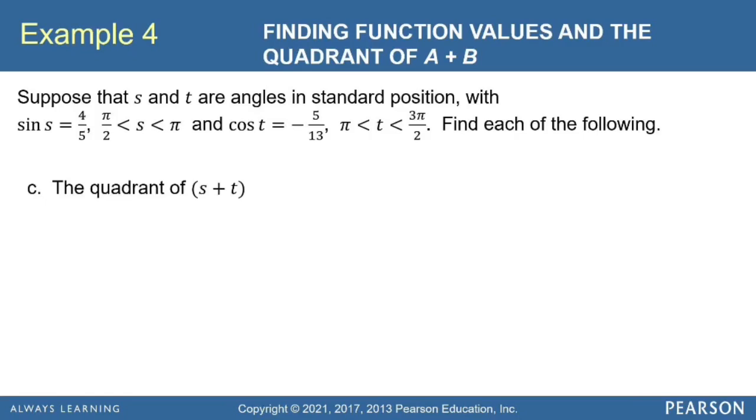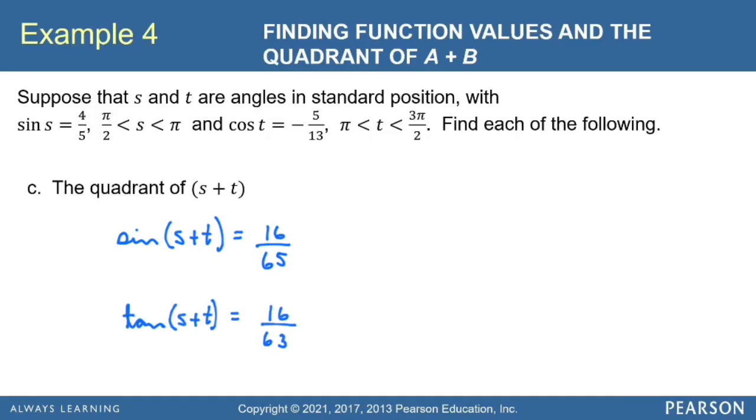Now in part C, they've asked us to find the quadrant of s plus t. Now we actually have no idea about how many radians s plus t would be, but we don't have to. All we have to do is remember that the sine of s plus t came out as a positive number, and the tangent of s plus t also came out as a positive number. There's only one quadrant where sine and tangent can both be positive, and that, of course, is quadrant 1.